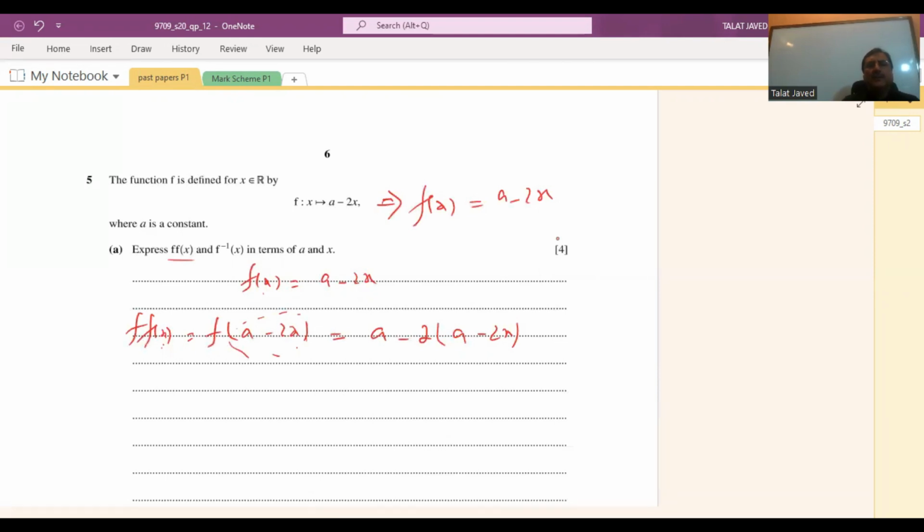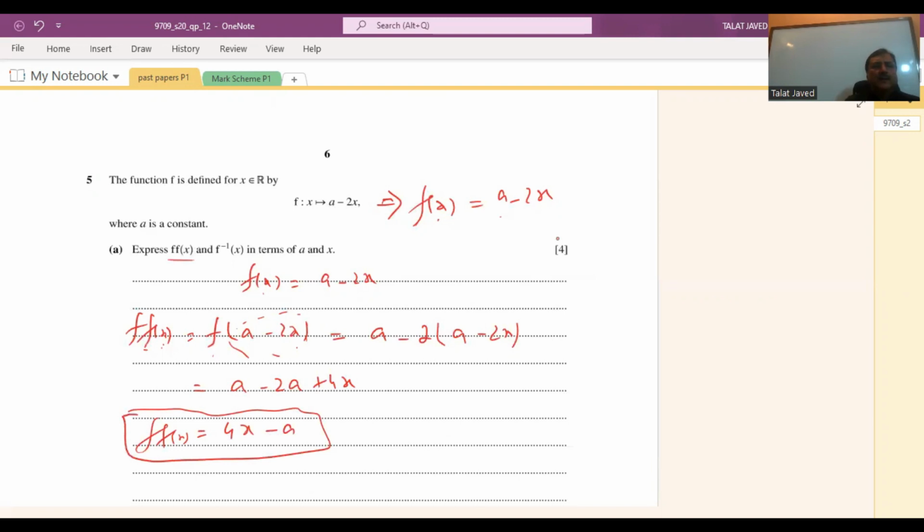This f is a machine which converts x into the form a minus 2x. So from here we get f of x is a minus 2x, and when we again apply f to this number, we get a minus 2 into this. Now we simplify this: a minus 2a plus 4x. So finally we get 4x minus a. This is ff of x.